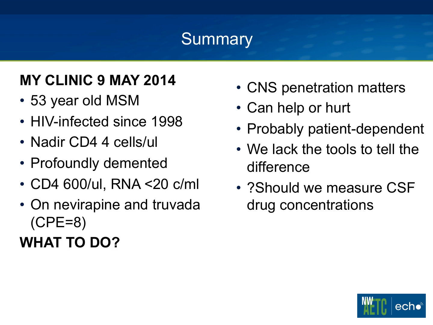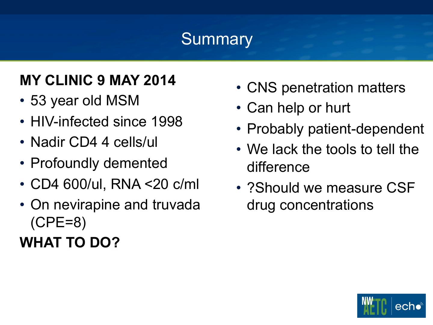So I checked metabolic abnormalities, he doesn't have any, and I've imaged him, and he's got white matter disease. So I'll move over to this, and then I'll come to what I think I'm going to do. I think that these data tell you that CNS penetration does matter, but that it can be helpful or hurtful. And it's probably patient-dependent, and we lack the tools to decide who goes which way.